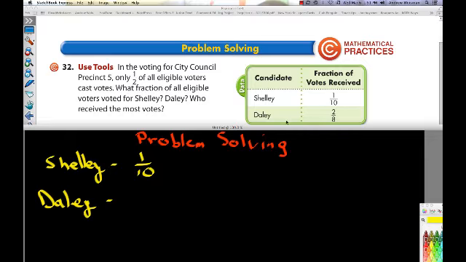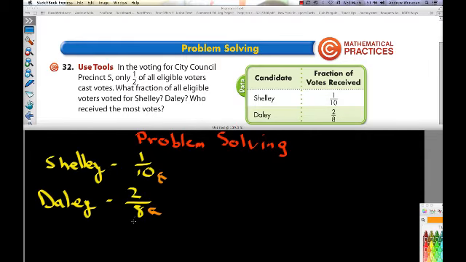Daly, I go to the table over here. Daly received 2/8 of the votes. Okay, so I figured out this one and this one. Now I have to figure out the third part of this. Who received the most votes? Well, to be honest, I can't tell right now because I have two different denominators, and that's a problem.